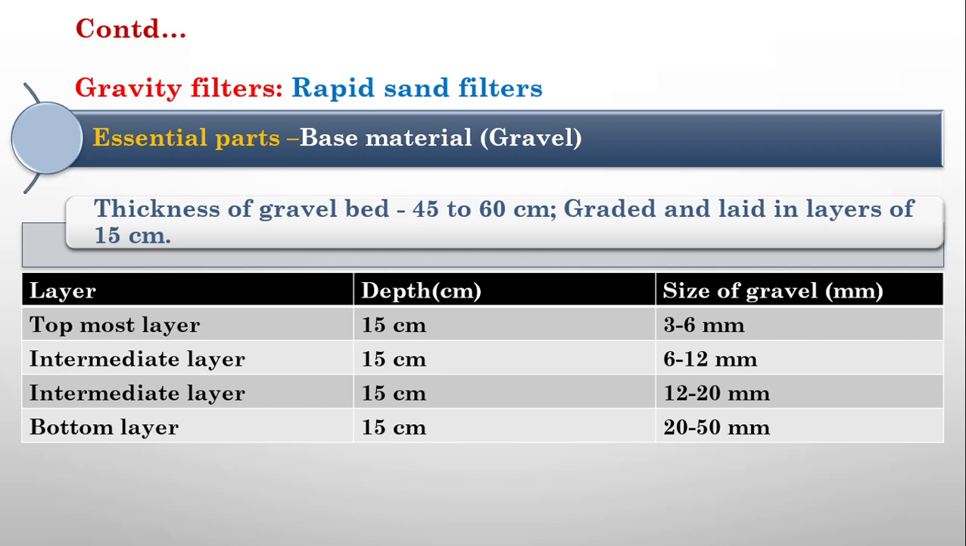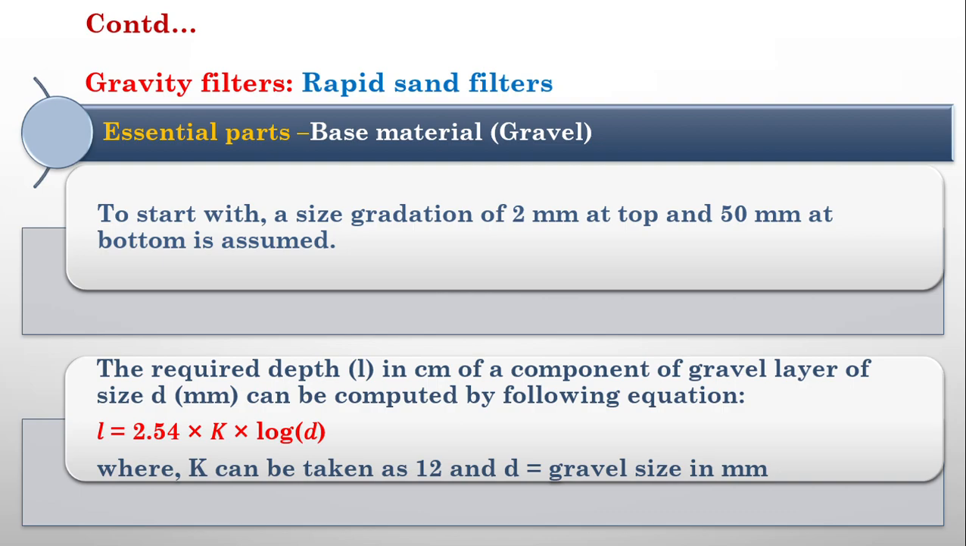Smallest particles will be provided at the top and large particles at the bottom. 20 to 50 millimeter will be the size of the bottom layer and 3 to 6 millimeter will be the size of particles in the top layer. So this is about base material. And the depth of the base material is normally chosen as 50.